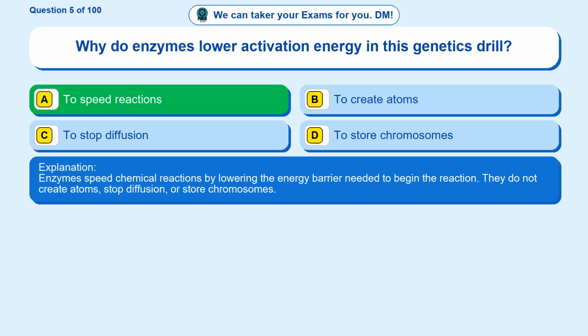Enzymes speed chemical reactions by lowering the energy barrier needed to begin the reaction. They do not create atoms, stop diffusion, or store chromosomes.